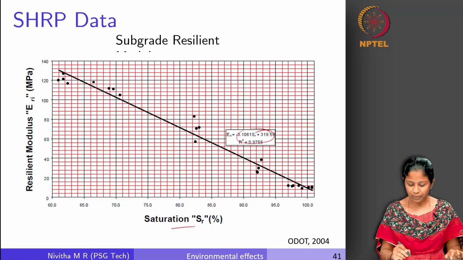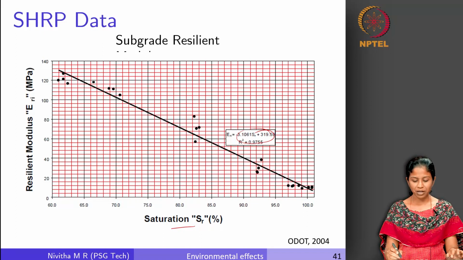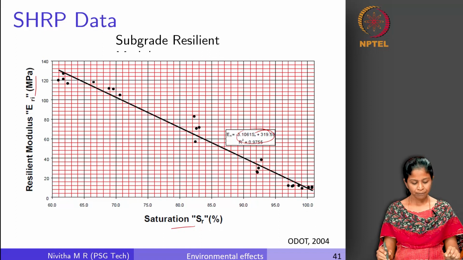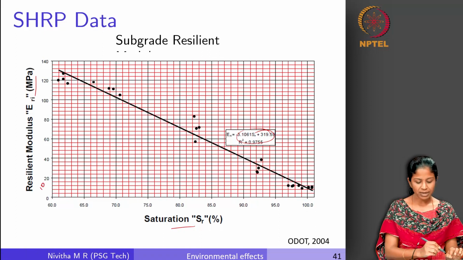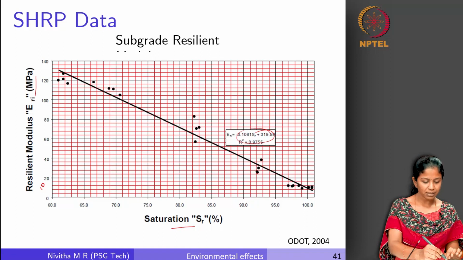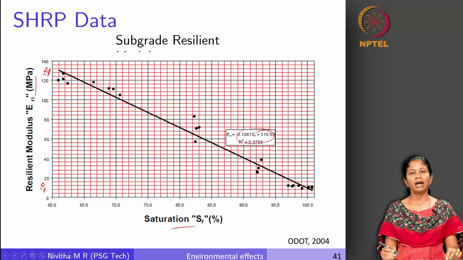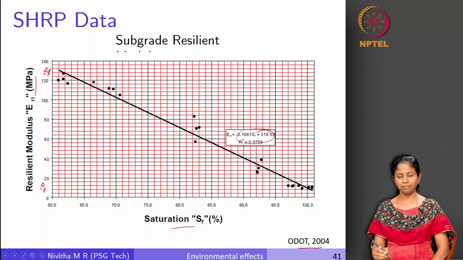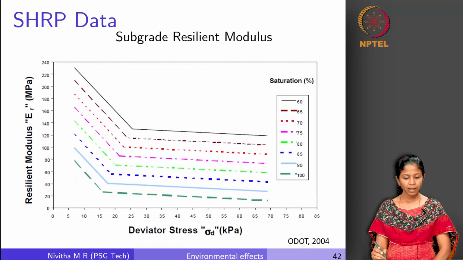This is the equation which is computed for this particular case, again how the resilient modulus varies with saturation. So when it is 100% you can see it is about 10 megapascal, and when it is 60% it is 130 megapascal. So there is a substantial difference as we have been emphasizing before. This is again from the same study which we are discussing now.